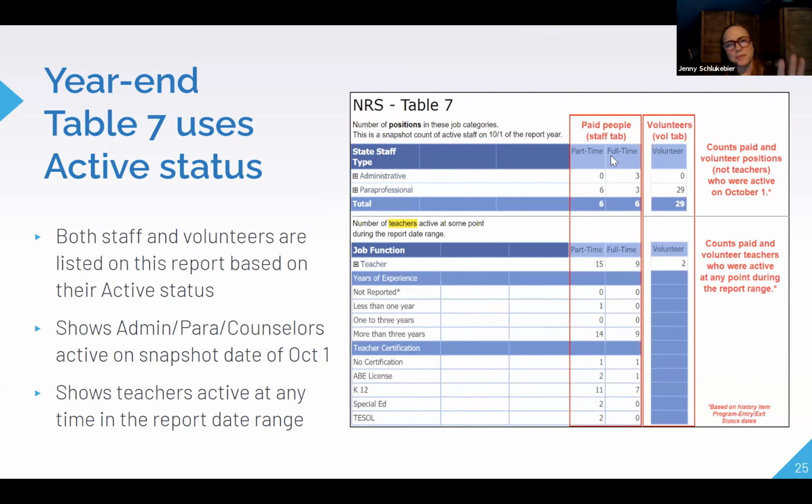So if you don't have to run this report, don't worry too much about it, but just know that the staff person's status of being active and a volunteer person's status of being active is going to determine whether they'll be counted on this report. So that's just why you're going to want to maintain that. I hope that makes sense. So this is the report that gets run once a year. And then I'll show you another place where you can look.